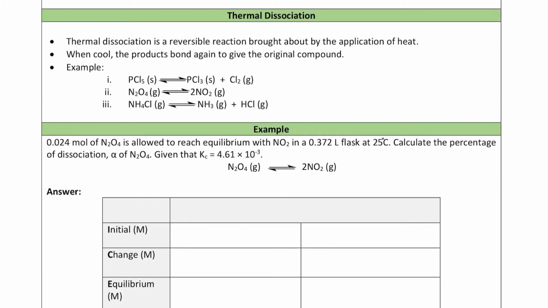Alright, so next is example of dissociation. Example of dissociation adalah thermal dissociation. That means this dissociation require heat lah. Thermal dissociation is a reversible reaction brought about the application of heat. When cooled, the product bond again to give the original compound. For example, this PCl5 solid, and then dia akan dissociate bila kita apply heat, jadi PCl3 and Cl2. So the same goes for N2O4 dengan NH4Cl. Itu je lah untuk yang nak disampaikan dekat sini. Example of dissociation adalah dengan cara kita apply heat. So nama dia thermal dissociation.